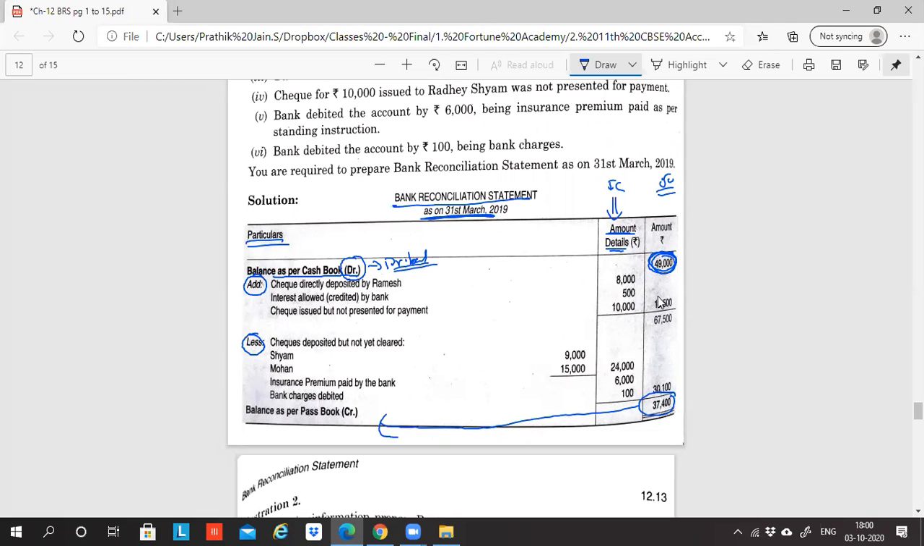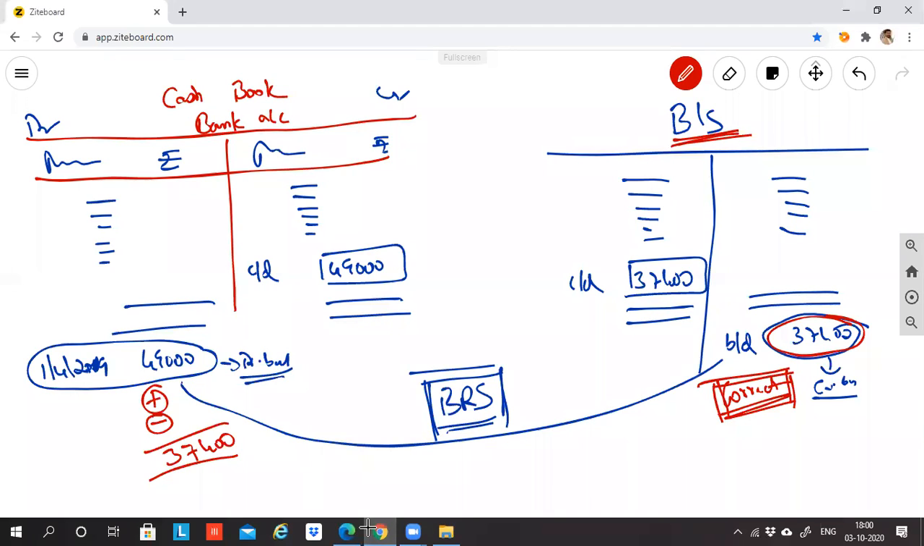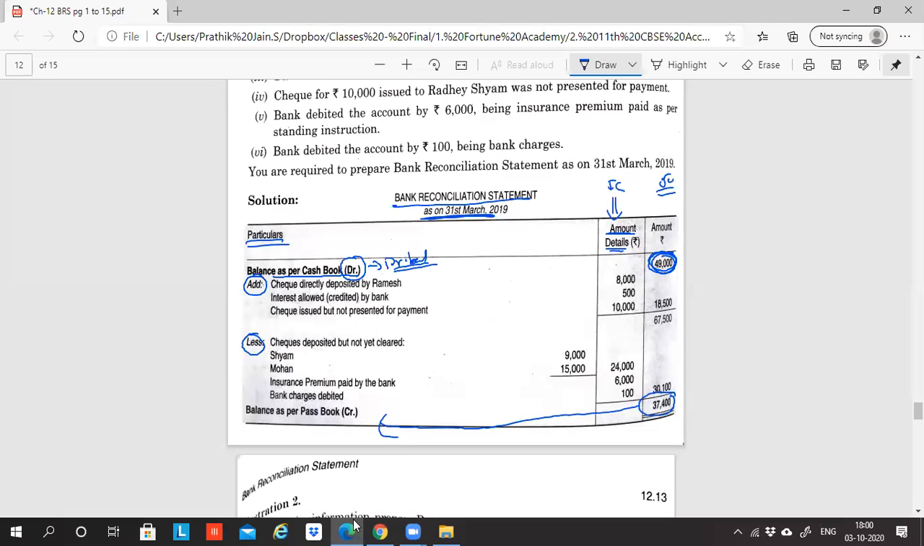Why are we taking this as a starting point? Because we are trying to make a correction to this 49,000. With 49,000, I'm going to add something and subtract something. So I'll take 49,000 as a base.